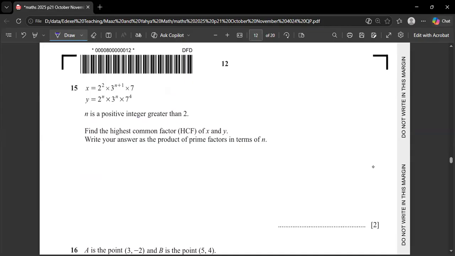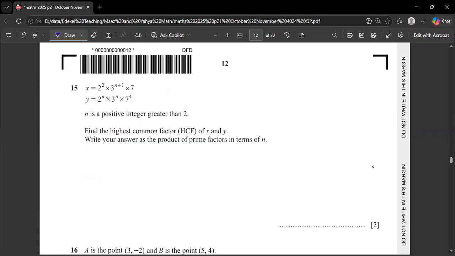X equals 2 to the power 2 times 3 to the power n plus 1 times 7. N is a positive integer greater than 2. Find the highest common factor of x and y. Write your answer as the product of prime factors in terms of n. Okay. All right.